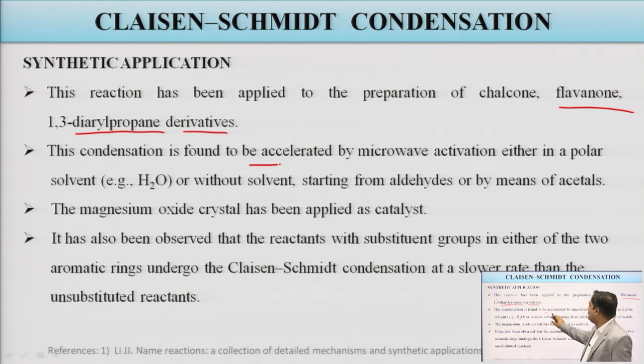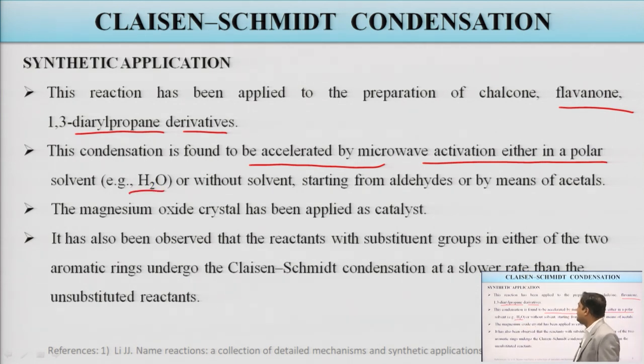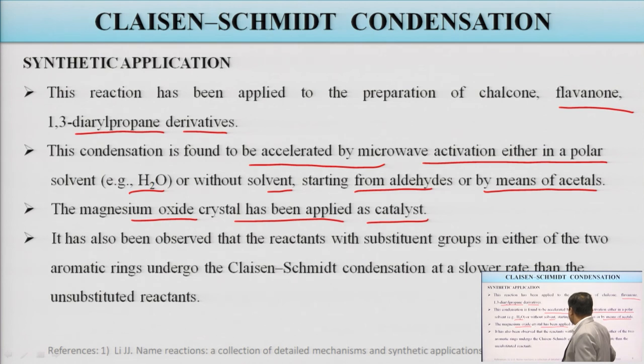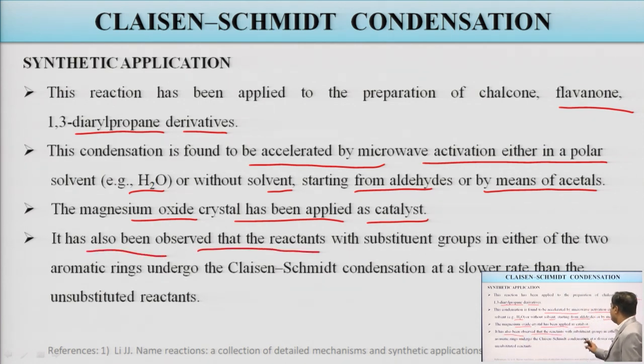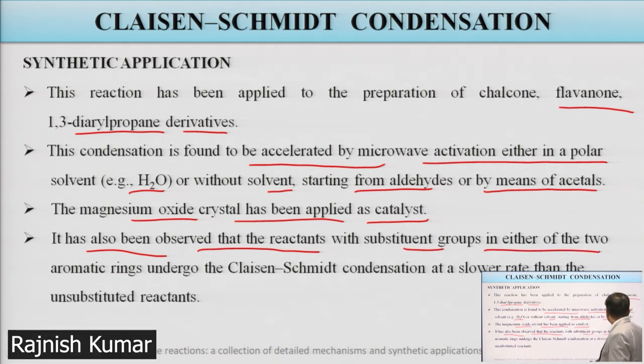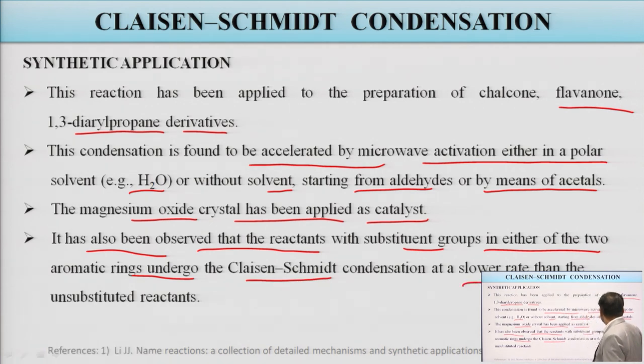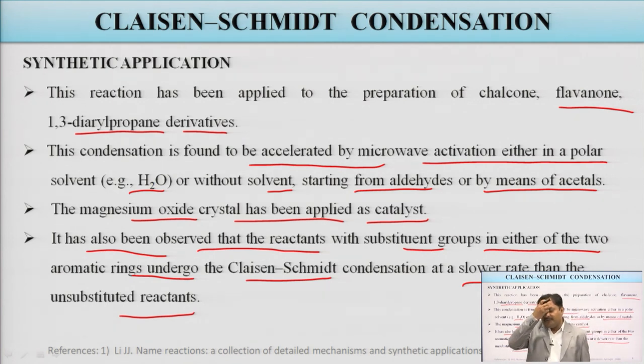This condensation is found to be accelerated by microwave activation either in a polar solvent, for example water, or without solvents, starting from aldehyde or by means of acetal. The magnesium oxide crystal has been applied as a catalyst in this particular reaction. It has also been observed that the reactants with substituent groups in either of two aromatic rings undergo the Claisen-Schmidt condensation at a slower rate than the unsubstituted reactant. The important point is, if unsubstituted reactants are there, then the Claisen-Schmidt reaction can be performed in a better way at higher speed.